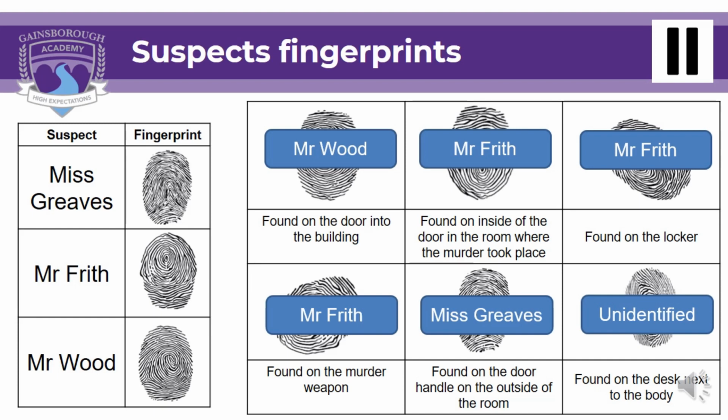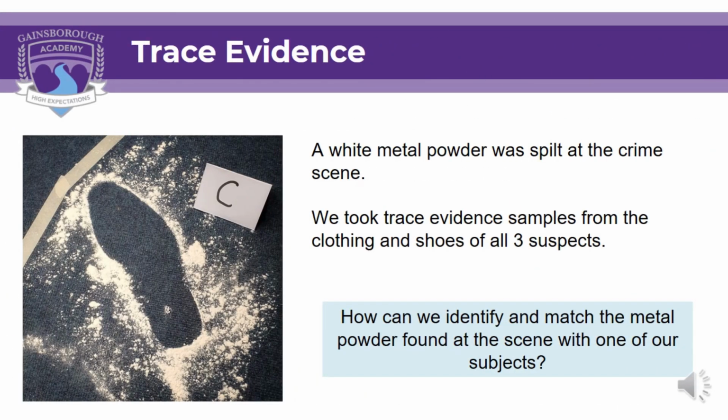The final part of our investigation now is looking at trace evidence. The trace evidence we found at our crime scene was this white metal powder, and it was spilled at the crime scene, and you can see that there's a footprint in that white powder. So we took trace evidence samples also from the clothing and the shoes of all three suspects. So how can we identify and match the metal powder found at the crime scene with one of our suspects? How could we match those powders up?